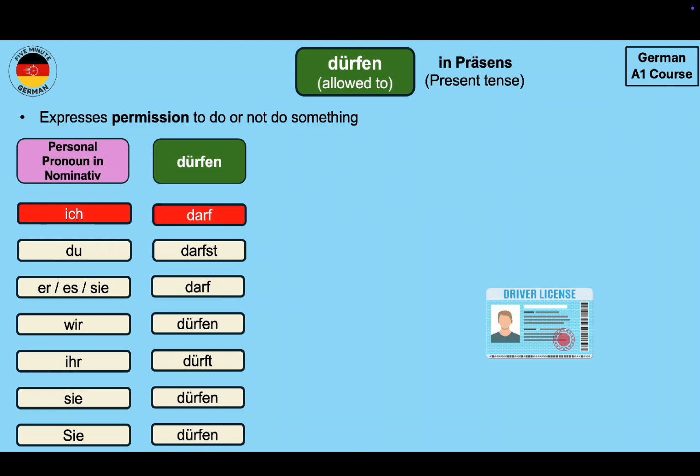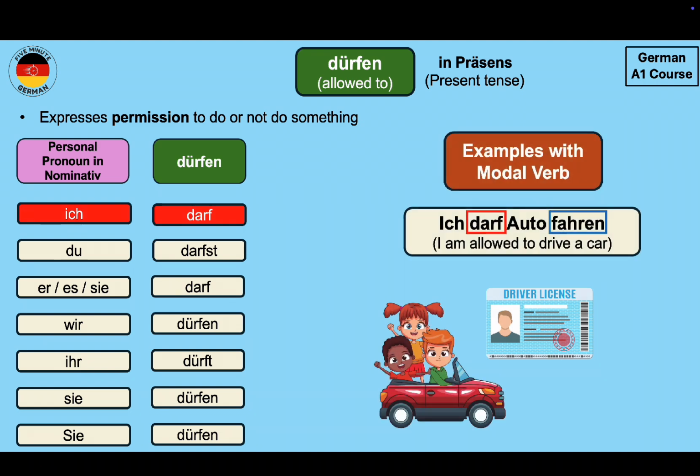Now suppose that you have received your driving license. Then an example with the modal verb dürfen will be "Ich darf Auto fahren." I am allowed to drive a car. If you did not have the driving license, then you would not be allowed to drive a car.